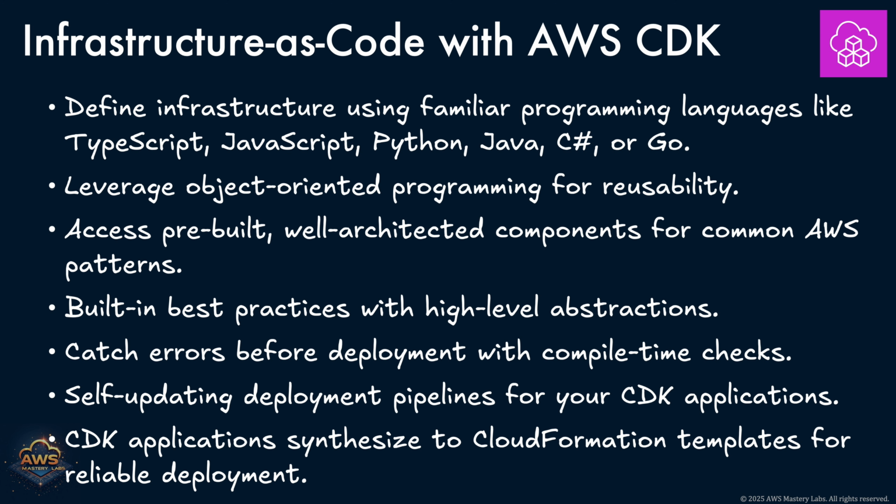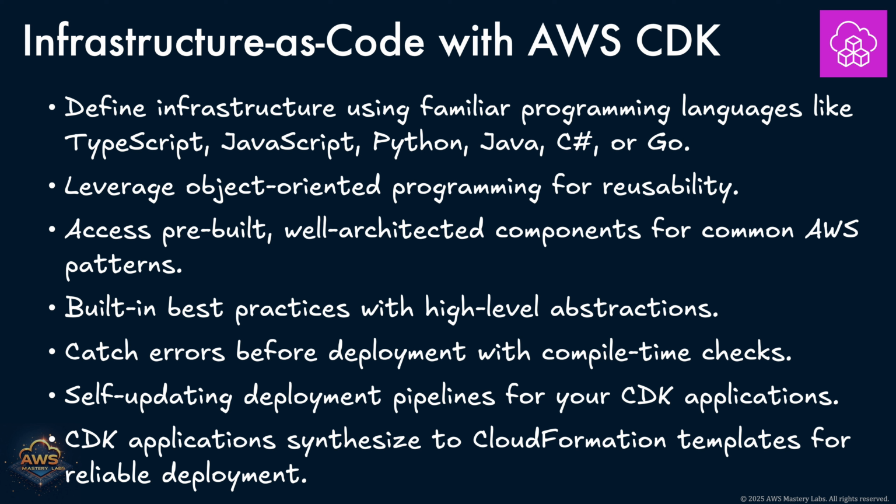With CDK, you can define your infrastructure using familiar programming languages like TypeScript, JavaScript, Python, Java, C#, or Go. This means you can use the same language you use to build your applications, making infrastructure code easier to write, understand, and maintain. The AWS CDK also enables object-oriented programming, so you can create reusable constructs, just like functions or classes in your application code. You can package and share these constructs across teams, encouraging consistency and reducing duplication.